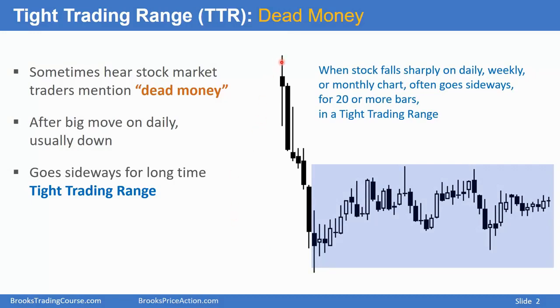Let's say this is a daily or weekly or monthly chart of a stock. It has a big bear trend, and then it starts to get a lot of overlapping bars, very prominent tails, small bodies, lots of dojis. That is a dead money type of chart. I use the term tight trading range. If it goes sideways for 20 or more bars, you should look elsewhere to trade because it's very difficult to make money in this kind of environment.